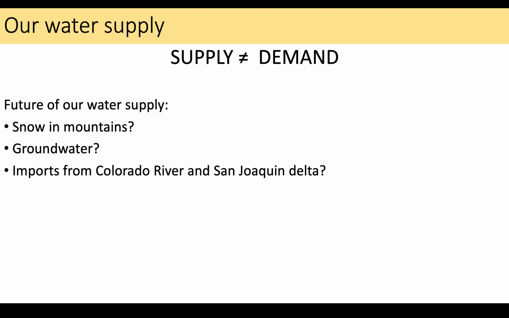So the water supply in California, as you might know, the supply does not equal the demand. We are in a very drought-prone region. We use more water than we have. So there's a lot of studying going into where will our water come from in the future? How will we bring water to this area? This is still a rapidly growing area in terms of population.